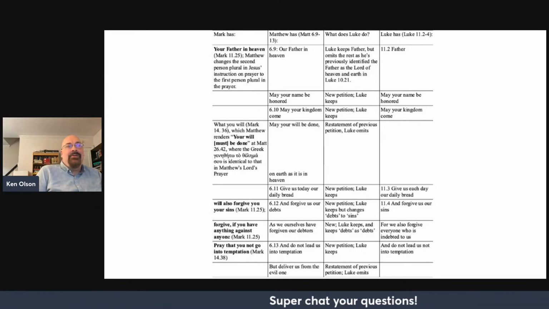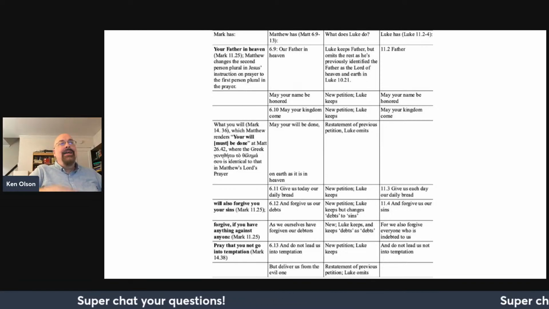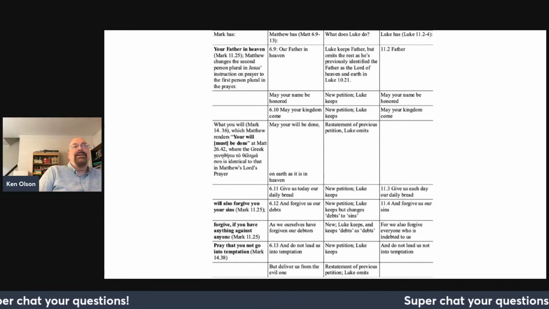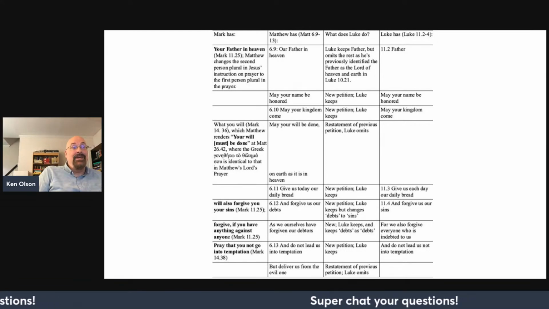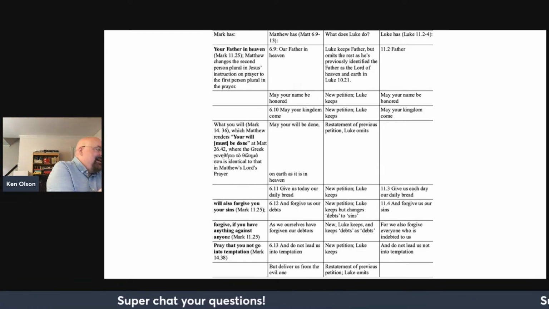And this shows up in the Lord's Prayer. Do not lead us into temptation. They're praying the same thing. And deliver us from the evil one is the second half of a couplet. It means the same thing as that. But Matthew is finishing it here. Where did he get the idea?